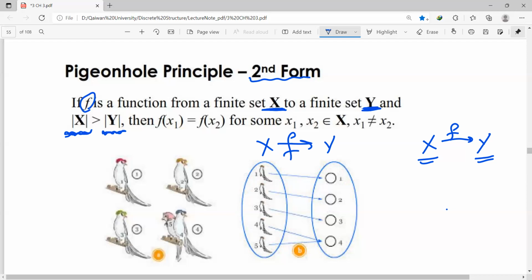Okay, here we say if f is a function from x to y where the cardinality of x is greater than the cardinality of y, then f(x1) = f(x2), where x1 does not equal x2. That means 2 different elements in x have the same image. At least 2 different elements of x have the same image.